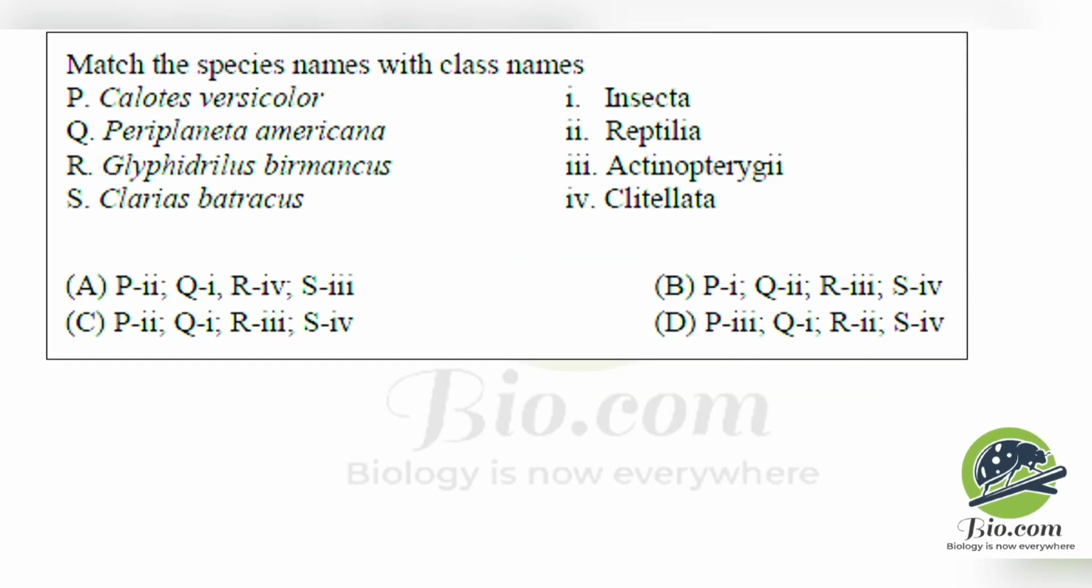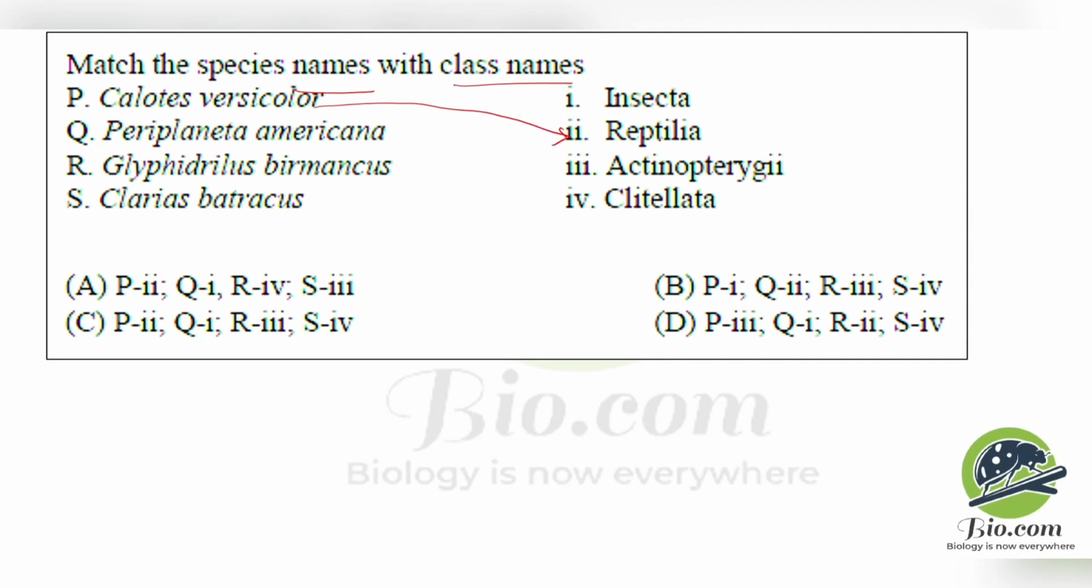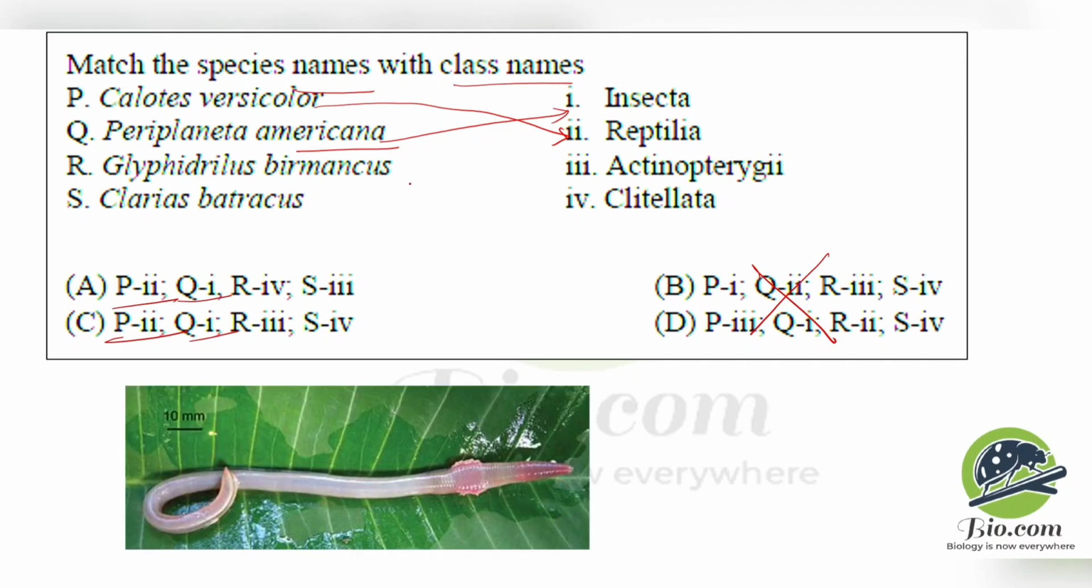Now moving on to the next question. Match the species name with its class name. So as you know, Calotes versicolor is a reptile. So P's 2, lizard is what we call it. So what is P's 2? Reptilia. P's 2 is given here, that means you can eliminate these. Periplaneta americana, that is cockroach, is an insect, so insecta. So what happened with Q? Q's first is given in both of them. Now Glyphidrilus birmanicus. So it is the Clitellata. So it will come in 4, which is given here, that means this C is also cut.